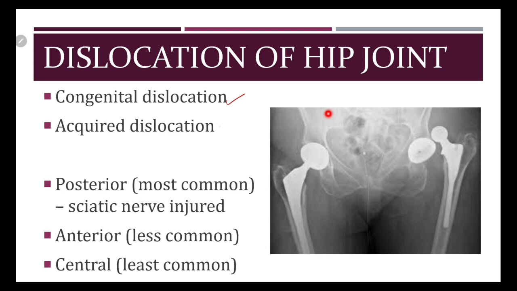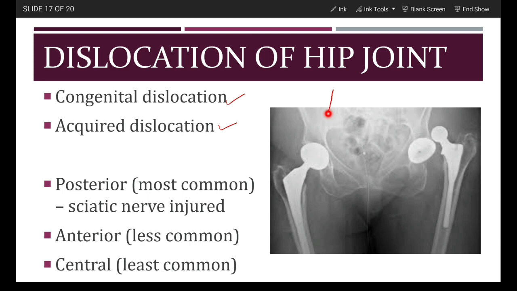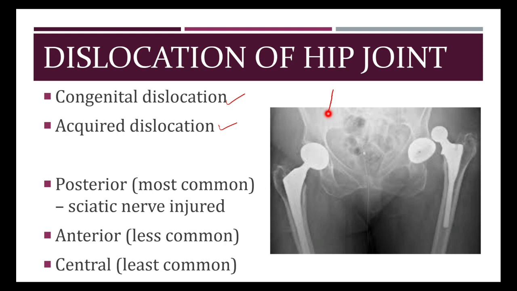Then there is acquired dislocation. Now, acquired dislocation of hip joint is uncommon because this joint is very strong and stable. However, it may occur during an automobile accident when the hip joint is flexed, abducted, and medially rotated from the usual position of the lower limb when one is riding in a car. Now, in this position, the joint is unstable because femoral head is covered posteriorly by a joint capsule and not by the bone. So, during head-on collision, the knee strikes the dashboard and dislocates the hip joint.